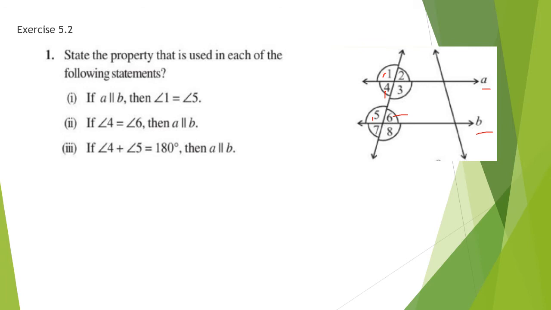Let's see the solution. What is the answer for the first question? Angle 1 is equal to angle 5. Angle 1 and 5 are corresponding angles. We know that corresponding angles are equal.